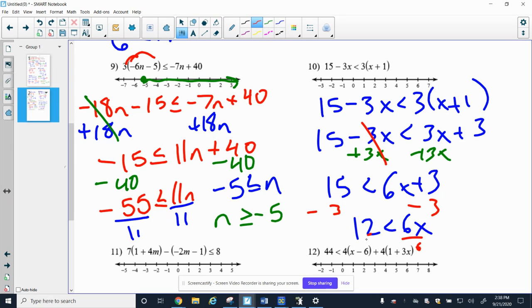Divide by 6, divide by 6. We'd have 2 less than x. Bring the x to the front. Sign face towards the x, open towards the x, so greater than 2. X is greater than 2. Since it's greater than, open circle. Values bigger than that, going to the right. Okay.